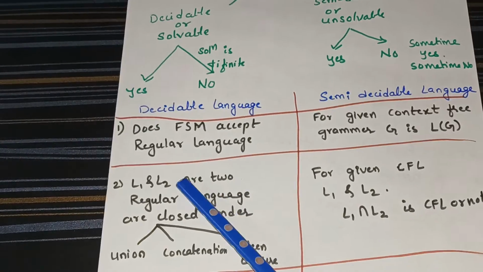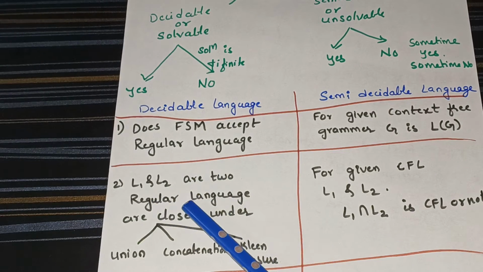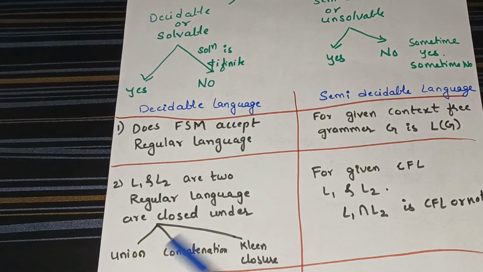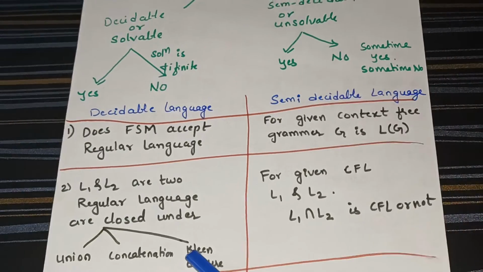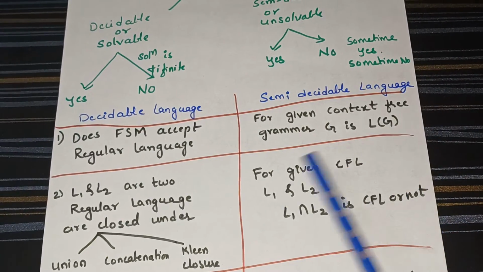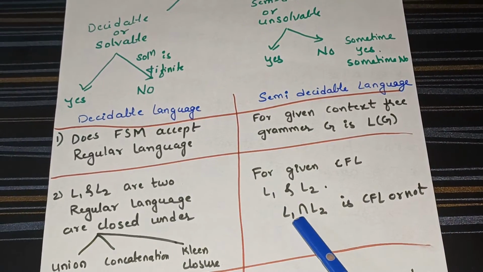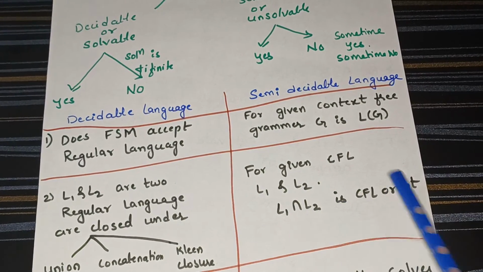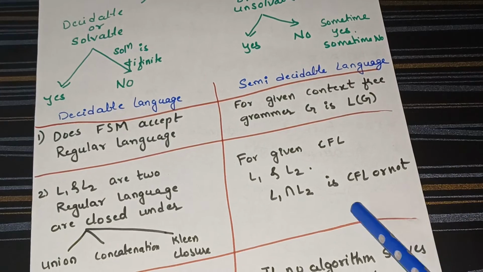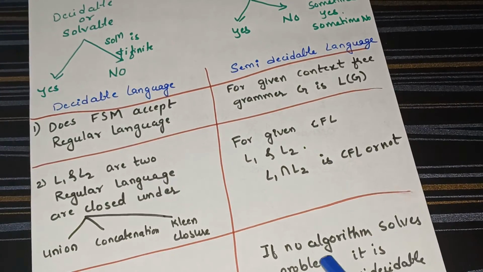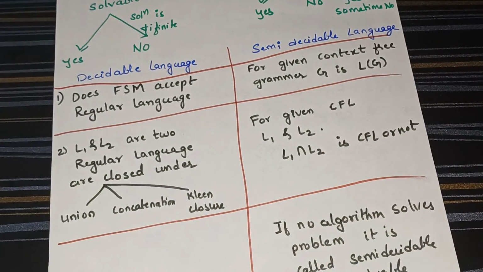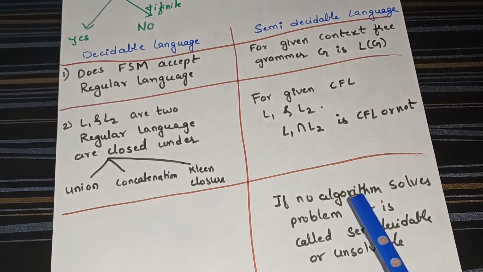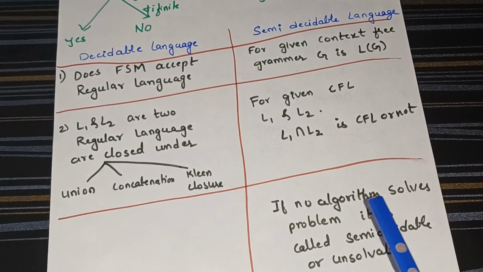For decidable languages, if L1 and L2 are two regular languages, they are closed under union, concatenation and Kleene closure. Context free languages are also closed under concatenation and union. And whether a given language is context free or not, if no algorithm solves the problem, it is called unsolvable or a semi-decidable language.